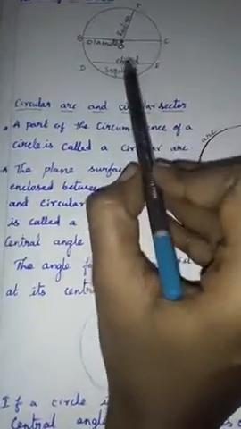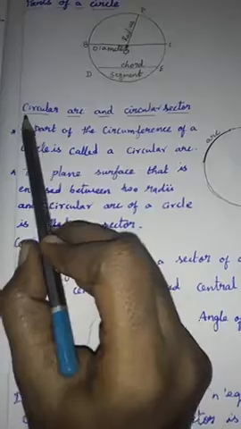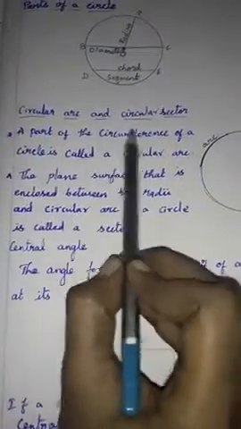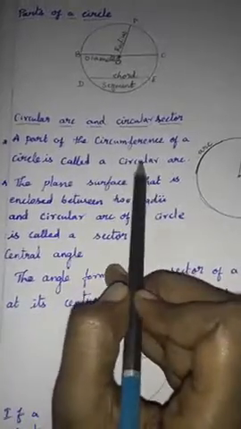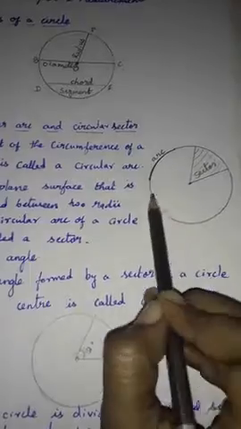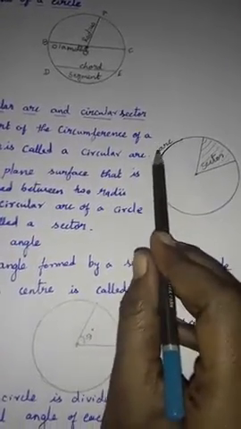These are all the parts we learned in previous classes. Today we are going to see about the circular arc and circular sector. A part of the circumference of a circle is called a circular arc. That is, this is the circumference of the circle. If we take any portion of this circumference, we call it an arc.